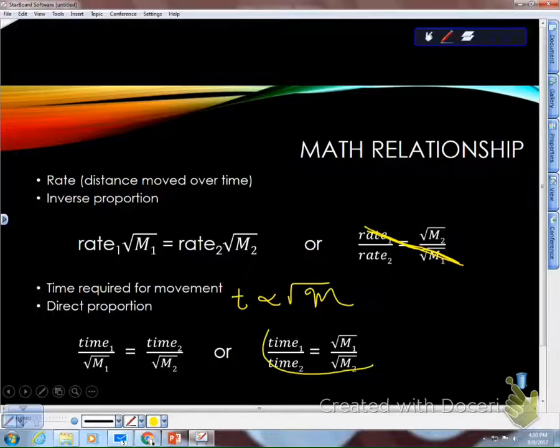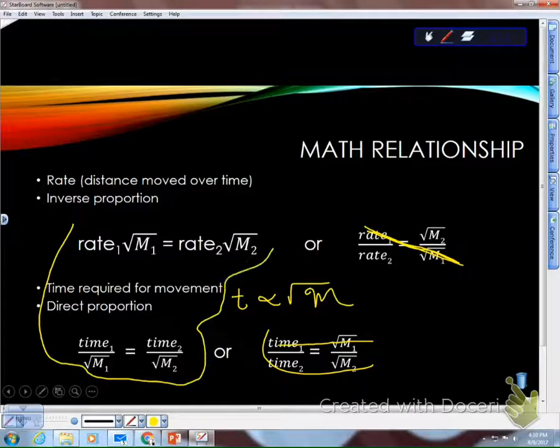or you can set it up like this one, where you have to remember again, now instead of the diagonal, they're right across from each other. Time 1 on top, square root of m1 on top. Again, you pick whichever one makes the most sense to you. I actually believe that the way we teach it here, and you guys have learned Boyle's and Charles's and how to address inverse versus direct proportions, I think this one makes more sense. That's just my suggestion.